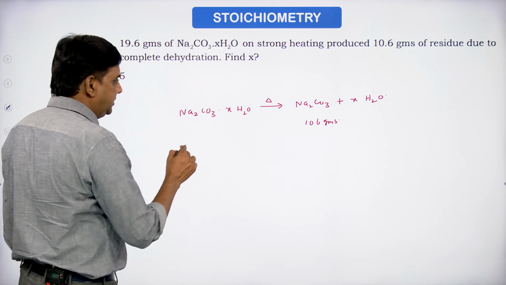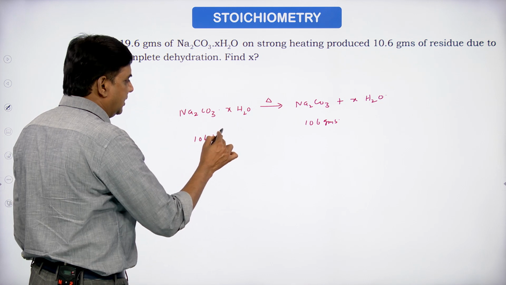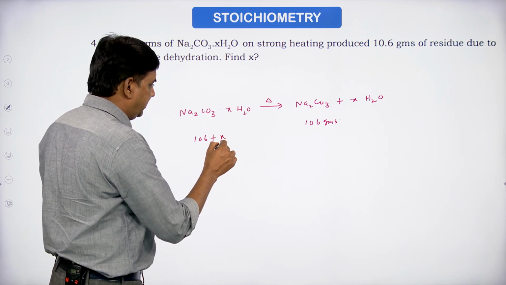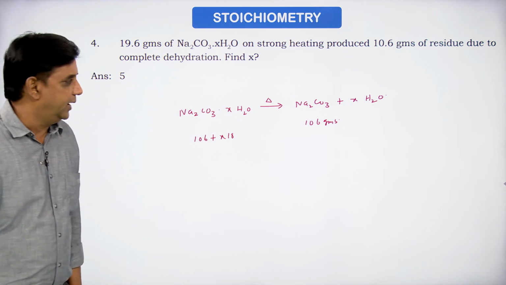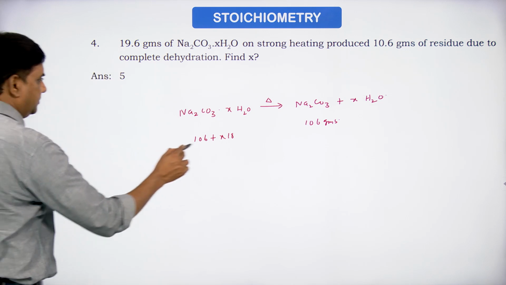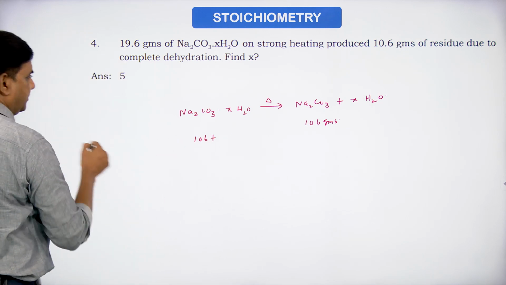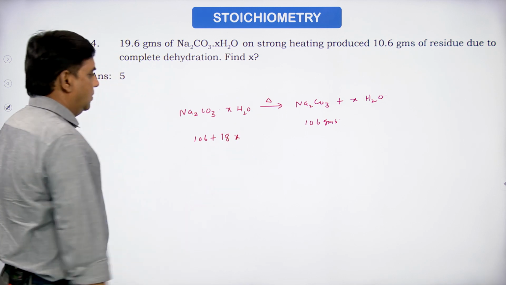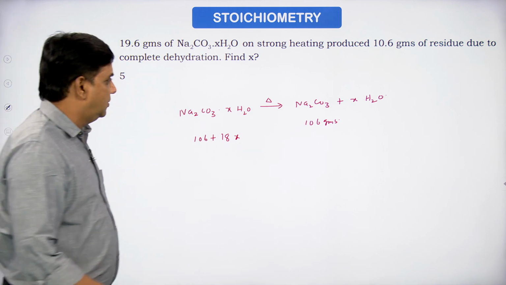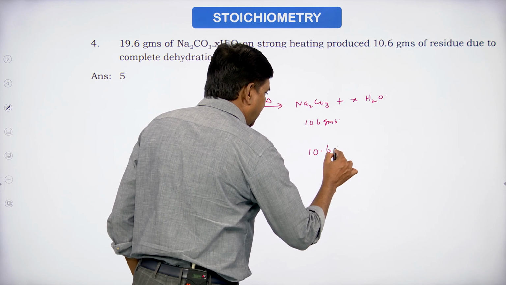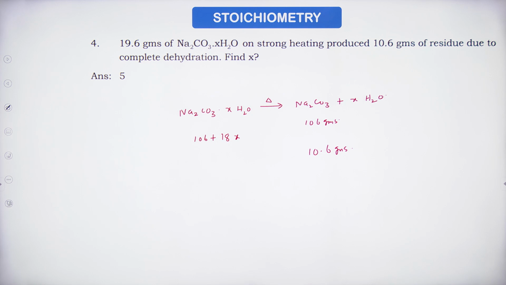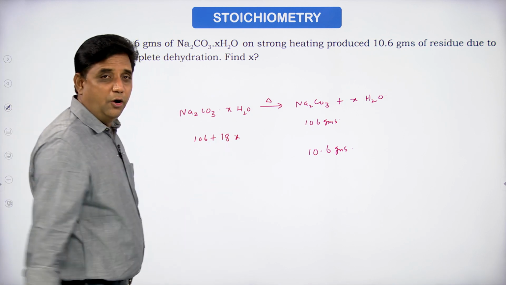And students, here the mass of sodium carbonate is 106 and each water molecule is 18 grams and we don't know how many molecules are there. So, therefore, x into 18, 18x. So, 106 plus 18x is given by 106 grams. So, 100 grams are given by how many? How do you do this problem?